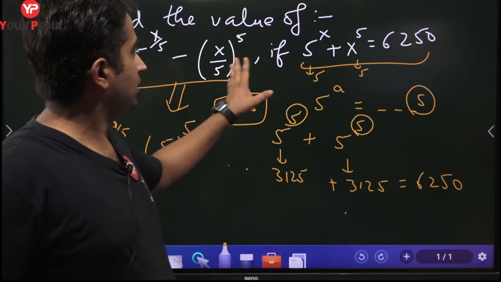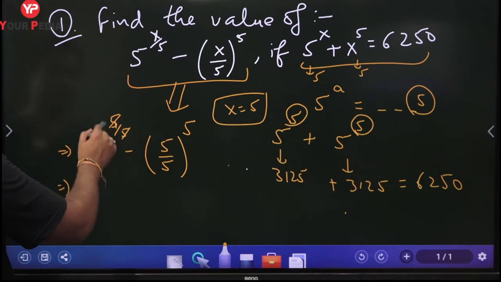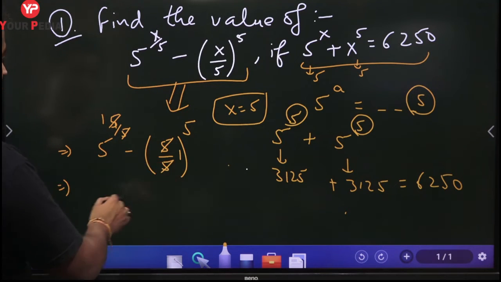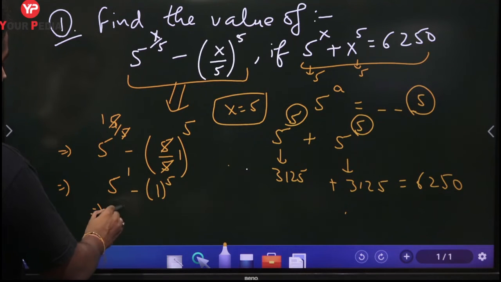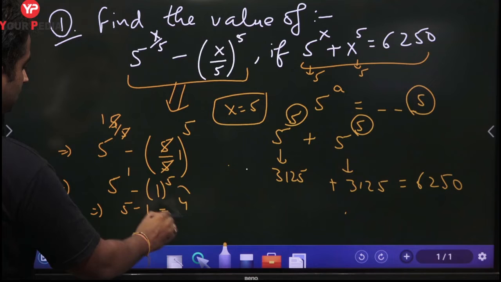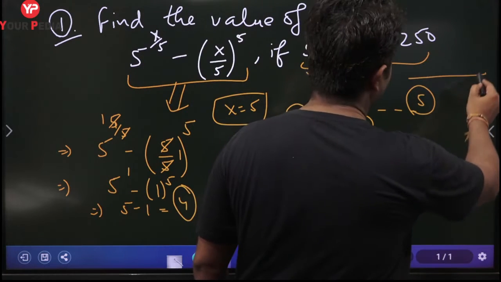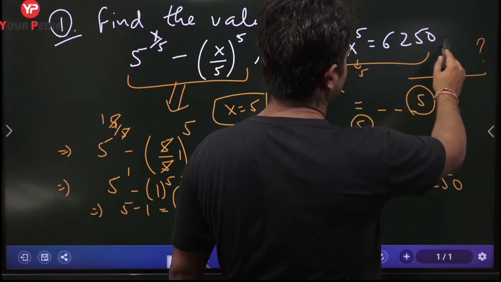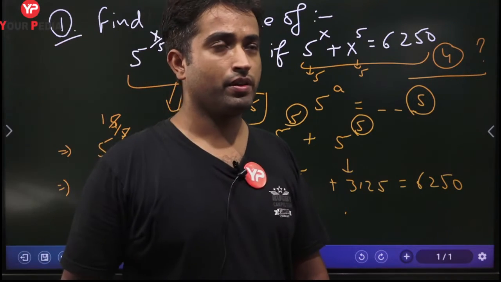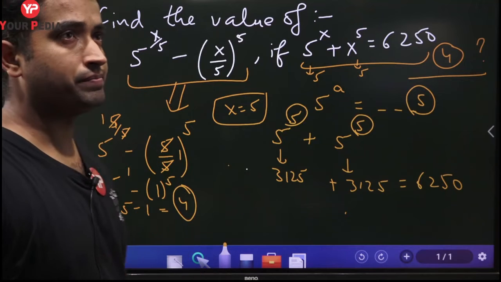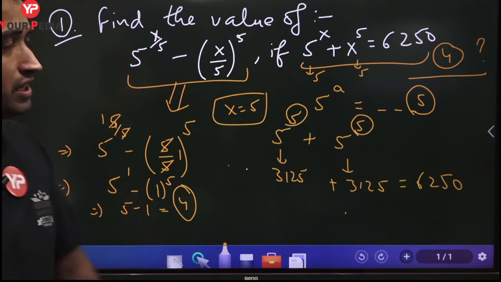And we have to find its value if you are given this. So x is 5, so 5 by 5 is 1. So 5 raised to power 1 minus 1 raised to power 5 is 5 minus 1, which is 4. So my answer would be 4. You have to fill in the integer value, so you enter the number 4 through the keyboard. That was the first question for us. I think this question must be clear.